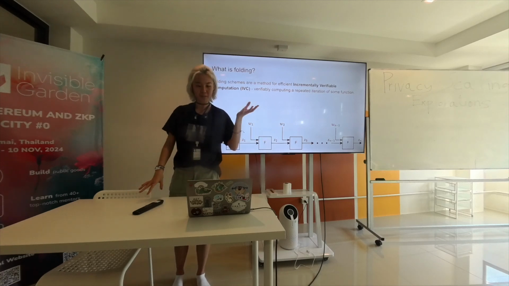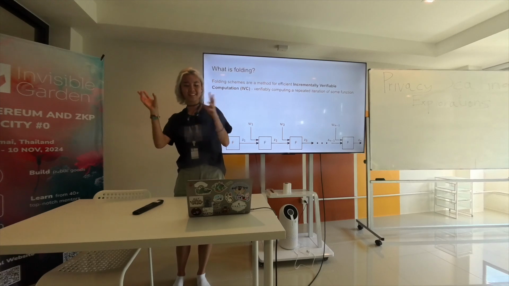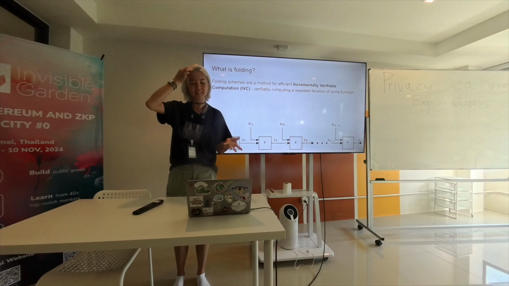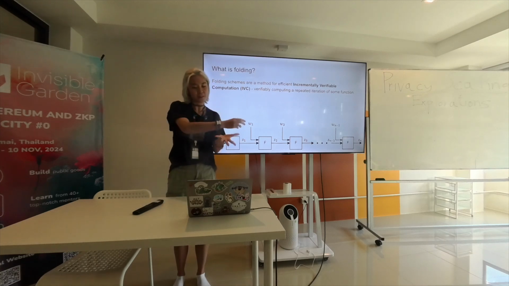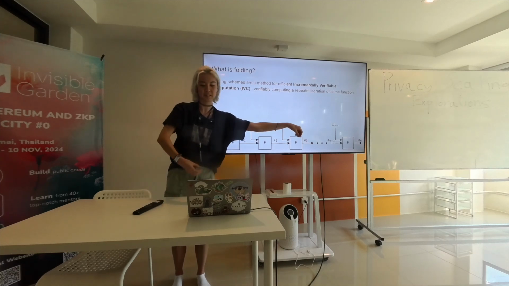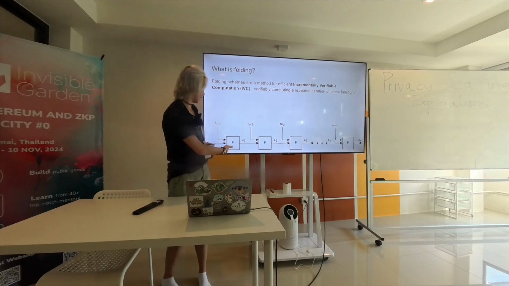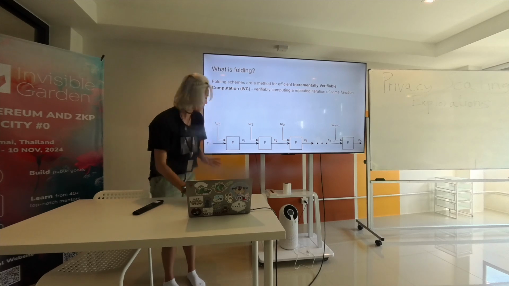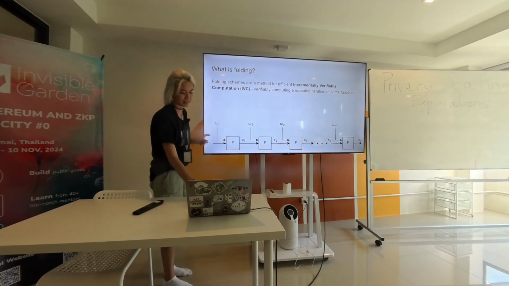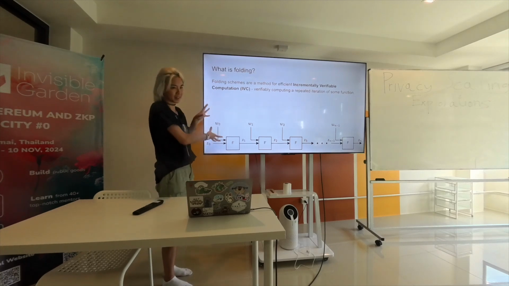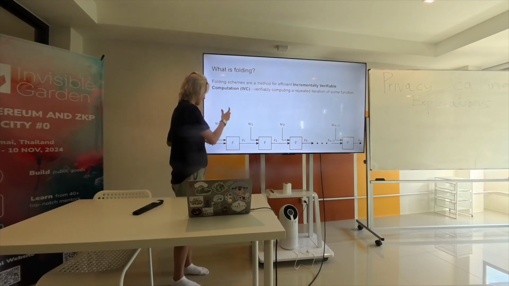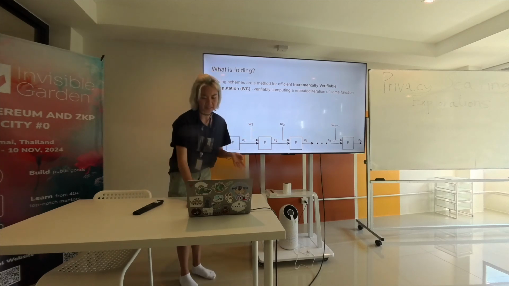So what is folding? Folding schemes are a method for efficient, incrementally verifiable computation, which is just a fancy way of saying you're verifiably computing some repeated iteration of a function f. Here's a visualization of what that would look like. You start with some state z naught, and then you have some external witness w naught that you also feed into the function f, and then you get your next state. And then you can do this many, many times.